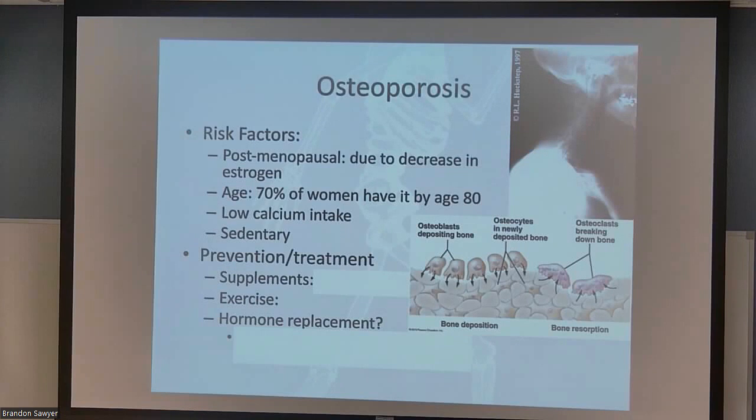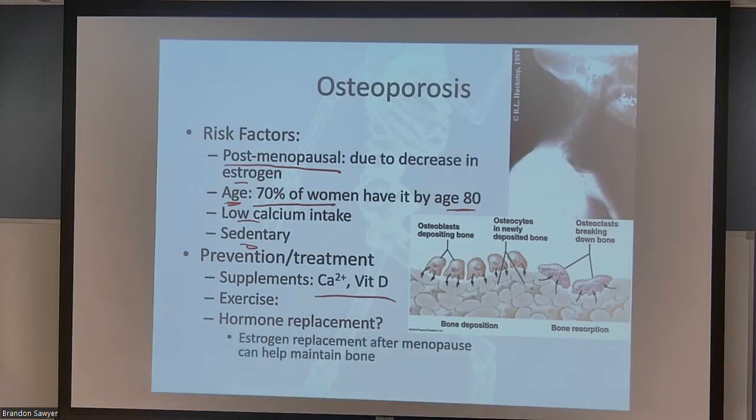Yeah, and so the risk factors, again, postmenopausal women, due to that decrease in estrogen, age. So 70% of women have it by the time they reach the age of 80. So that's a lot, right? A high percentage. Okay. Low calcium intake, sedentary, not getting any exercise. You can help it with calcium and vitamin D, like I talked about, exercising, like I talked about. And then there is some possibility of hormone replacement therapy after menopause, but there's also lots of side effects with estrogen replacement. And so it's not fully necessarily recommended for everybody to do that.